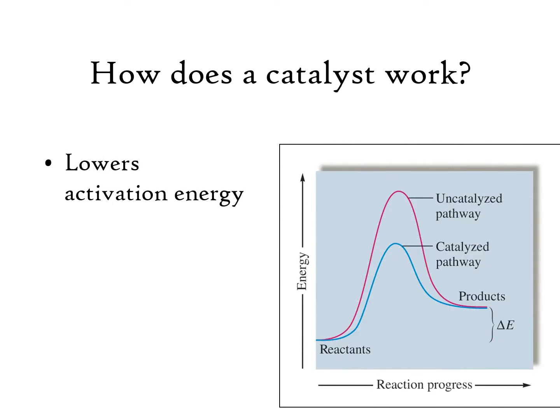So our first line is the red line, which is the uncatalyzed path. You might remember that the line from the base of your reactants to the top is your activation energy. Then, if you add a catalyst, it lowers the activation energy. So now our activation energy is much smaller.